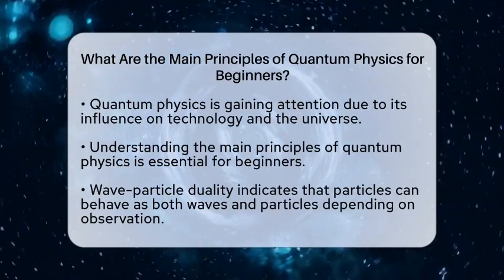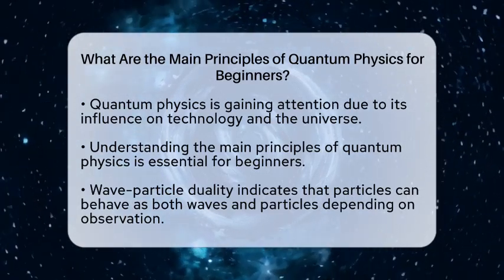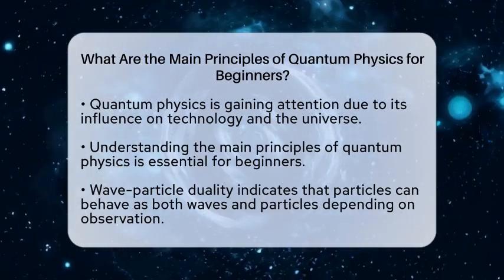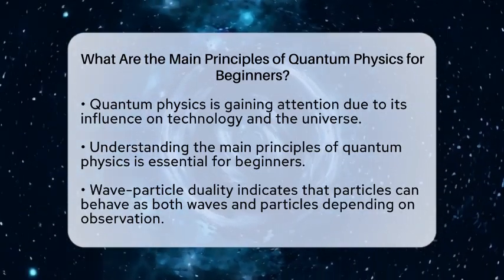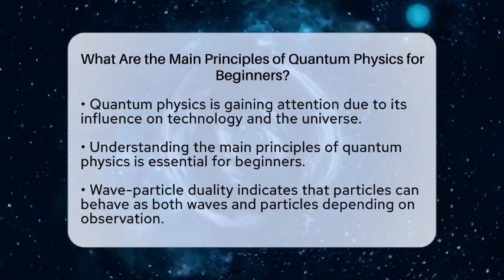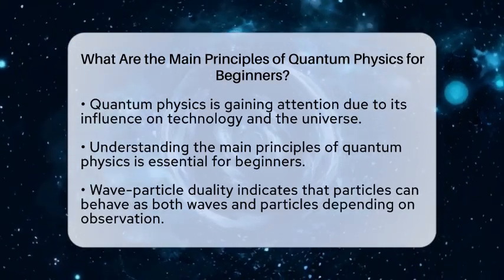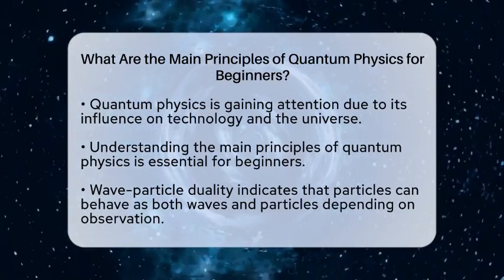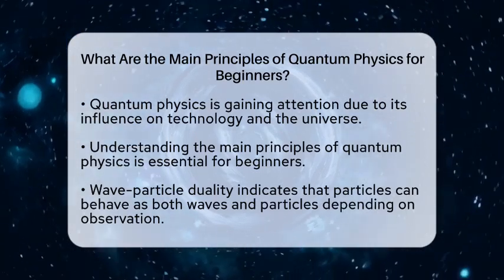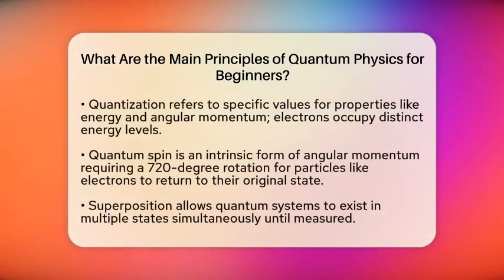Let's break down the essential principles that form the foundation of this fascinating field. First, we have wave-particle duality. This principle states that particles like electrons and photons can act both like waves and particles. Depending on how we observe them, they can display different behaviors. This dual nature is fundamental to understanding quantum behavior.